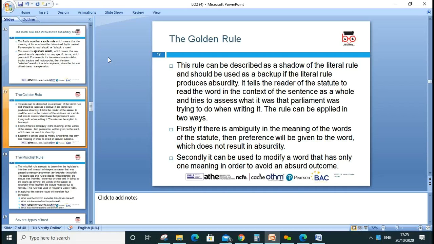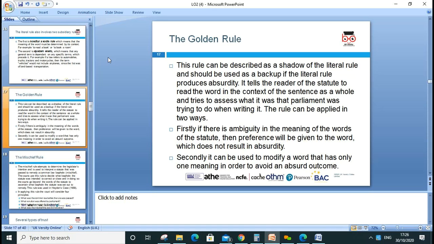Now is the golden rule. It is a rule that describes the shadow of the literal rule and should be used as a backup. It tells the reader, the student, to read the word in the context of the sentence. Look at the contents, that is also a rule. But if the literal rule is not clear, or there is ambiguity, you can then follow the golden rule.